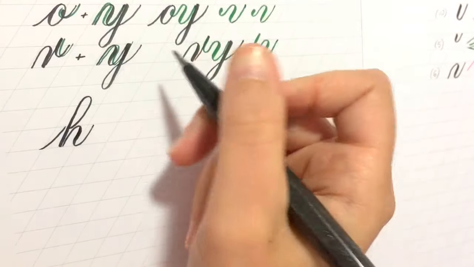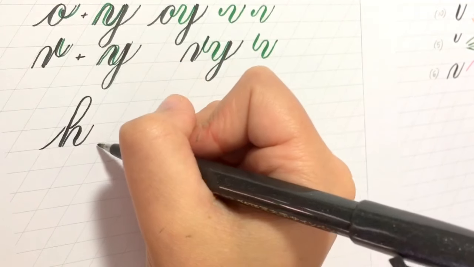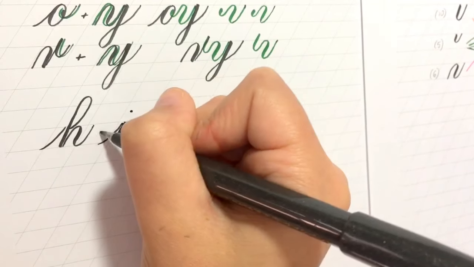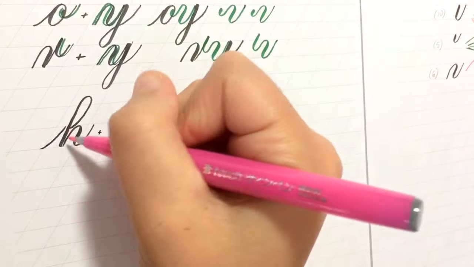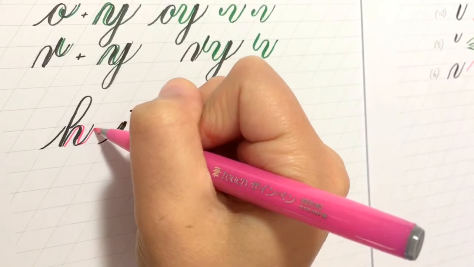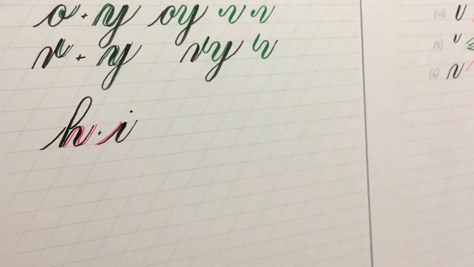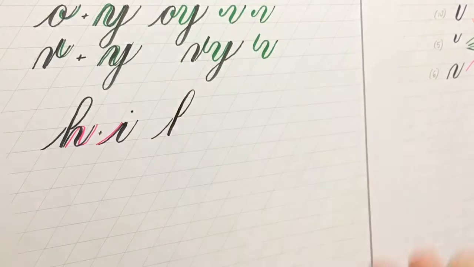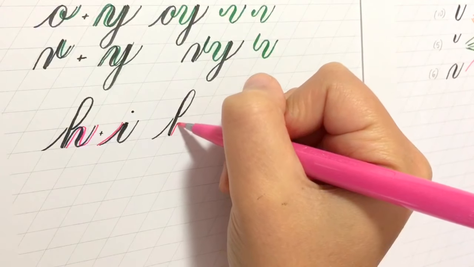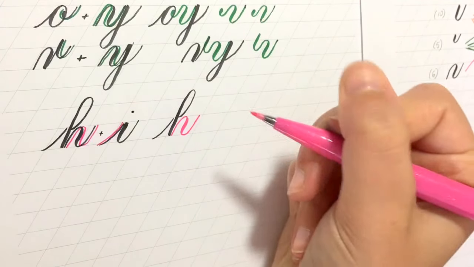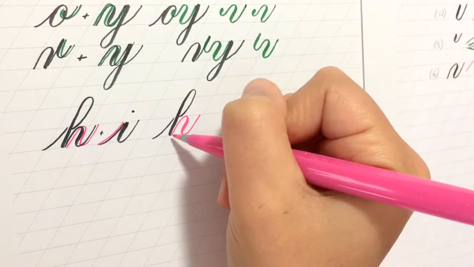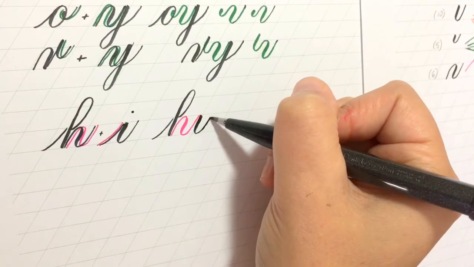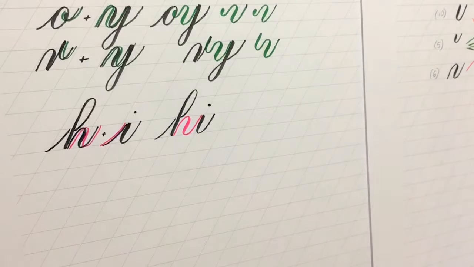Okay, so if we connect that to a letter that starts with a normal entrance stroke, like the letter I, so this compound curve connects to an entrance stroke like this. So the connection is just a compound curve, and then this segment of the compound curve acts as the entrance stroke to the I. So you can write the word I.